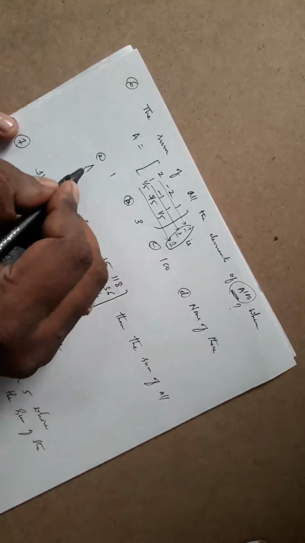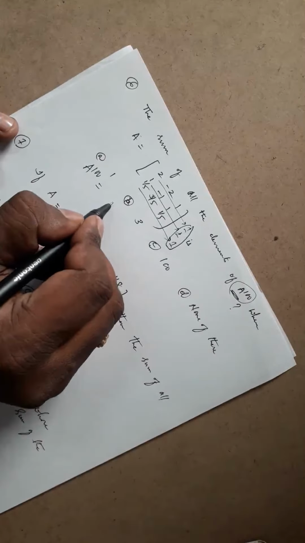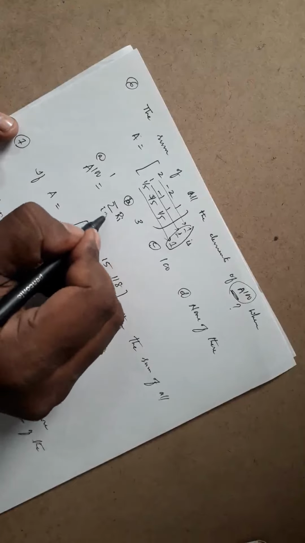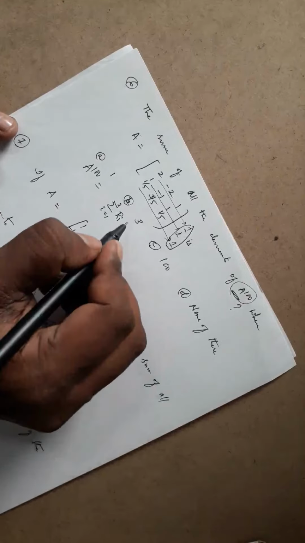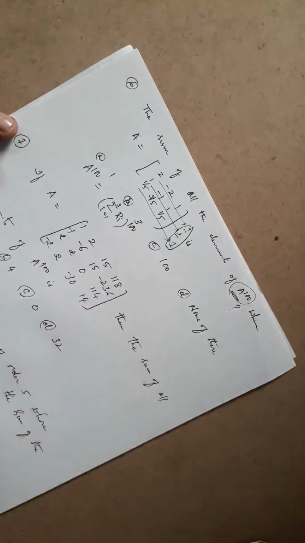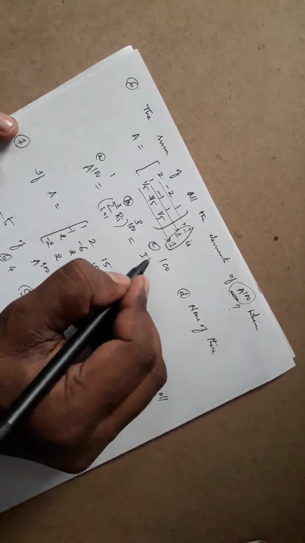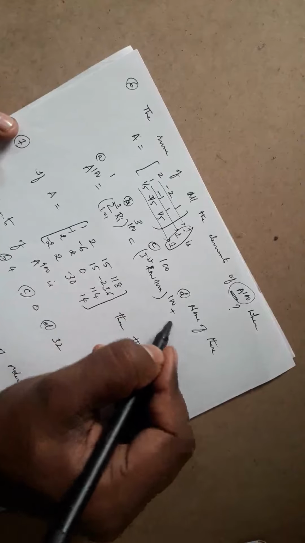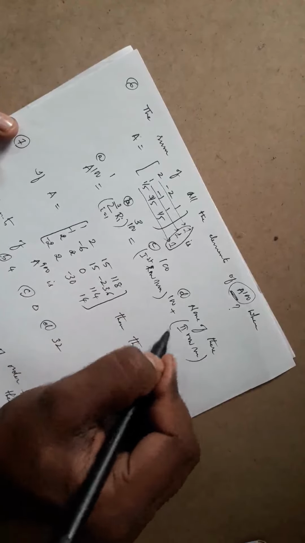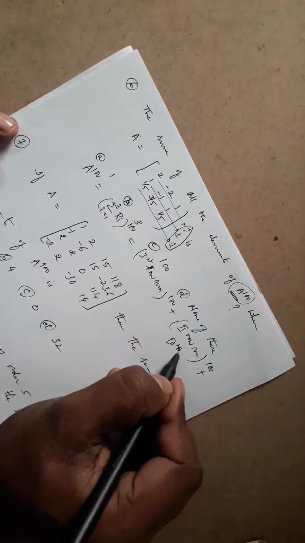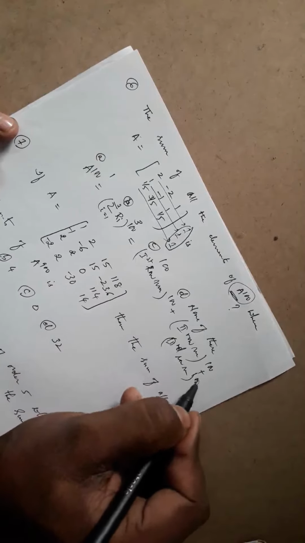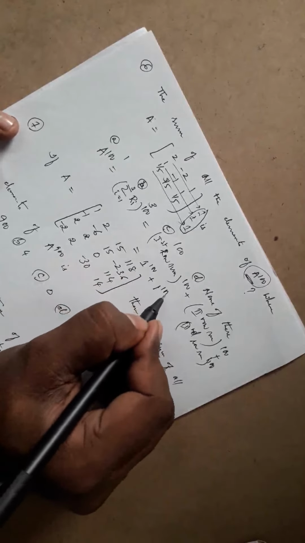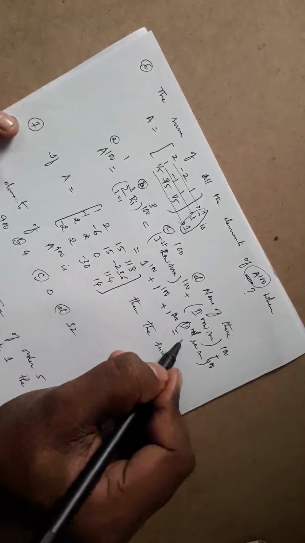So A to the power 100 will be, first row, the summation of R_i, i varies from 1 to 3, whole to the power 100. That is the first row sum to the power 100, the second row sum to the power 100, plus the third row sum to the power 100. So the first row sum is 1 to the power 100, the second is 1 to the power 100, the third is 1 to the power 100. So it is 3.